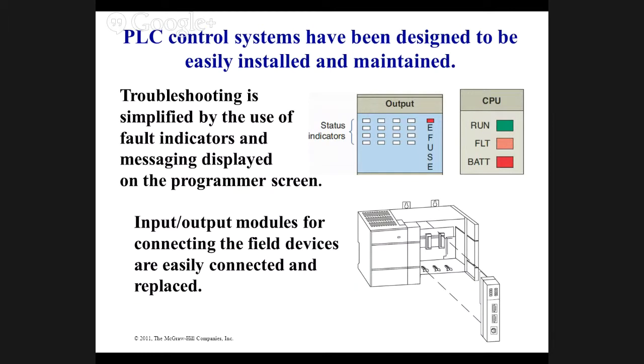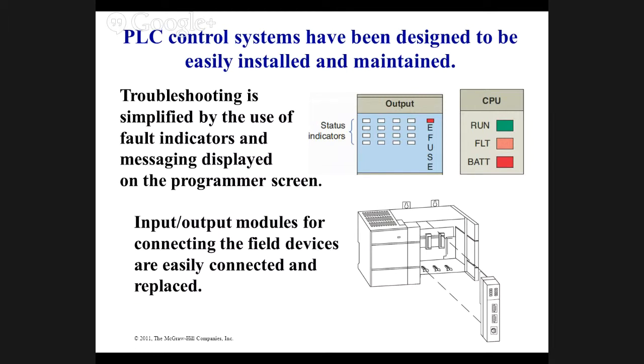PLC control systems have been designed to be easily maintained. Troubleshooting is simplified because a lot of times a flashing red light means something's badly wrong. If you see a flashing red light on a PLC, something's wrong. A flashing green light usually means something could be wrong, but it's more than likely a status or waiting. Solid green light means all is great. Anything red or flashing red on a PLC is bad. Sometimes your I/O comes on with red lights, but if it's on the processor, a flashing red light is bad.